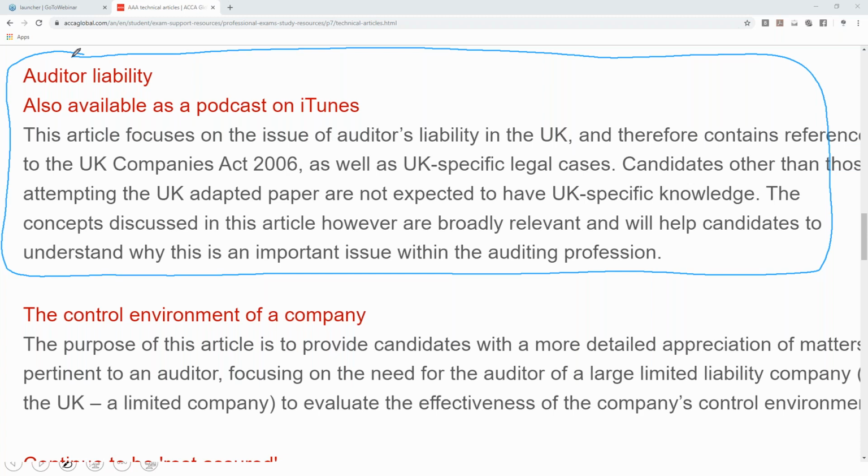Right, so will you be reading this article, Auditor Liability? And no need to go to the textbooks. Just explore this article. Just read this article, Auditor Liability. Make your notes, make your fundamentals so that you have an idea about what is the mindset of the examiner with regards to the auditor liability.